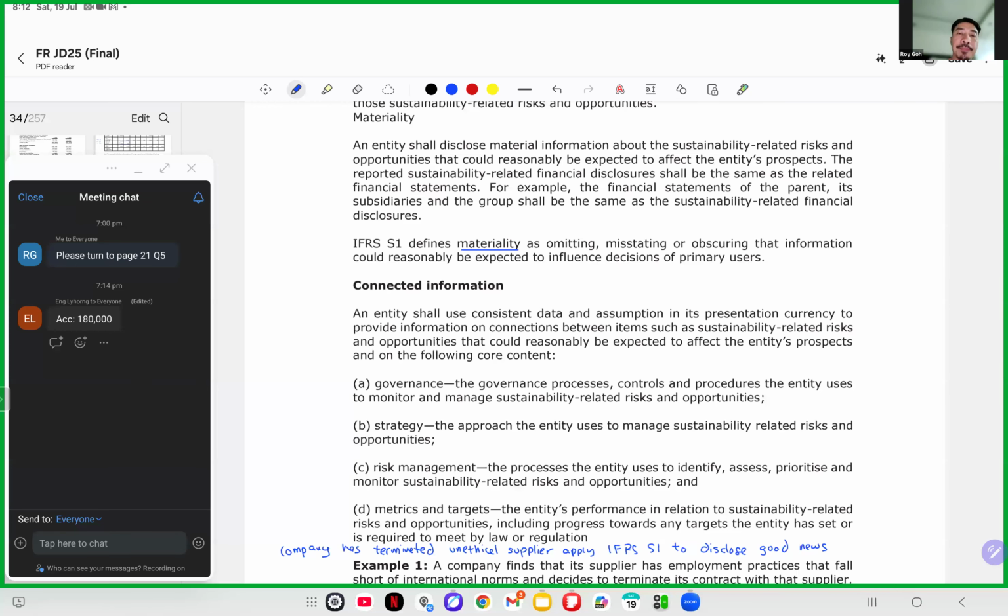So but stay calm. This is the same definition of materiality, same as the framework. Same definition of materiality as the framework. So is this really difficult? It's not. Do you have any question?